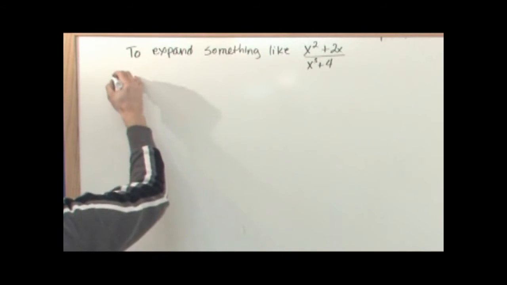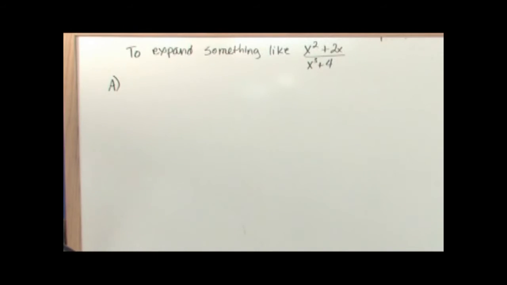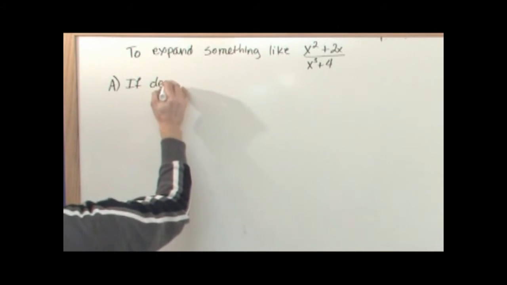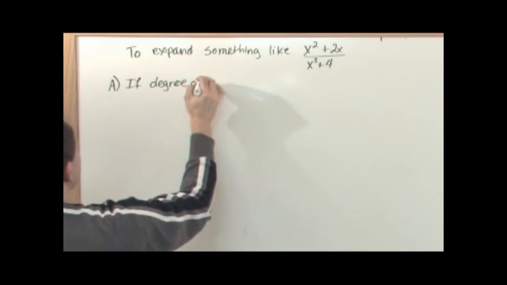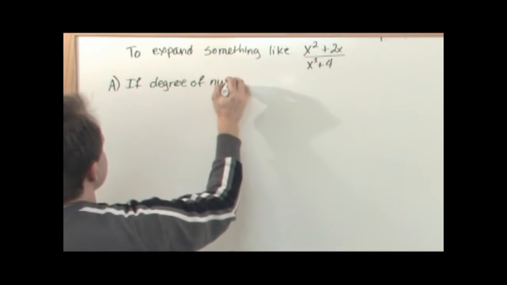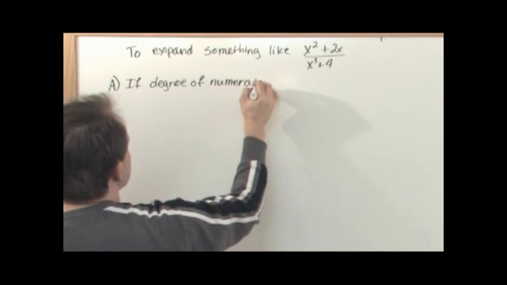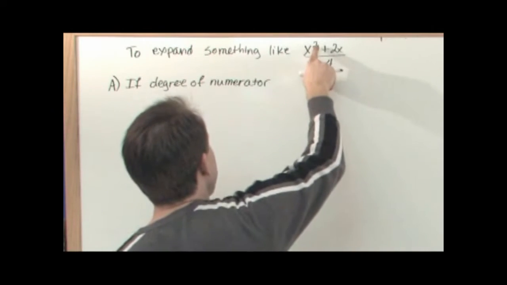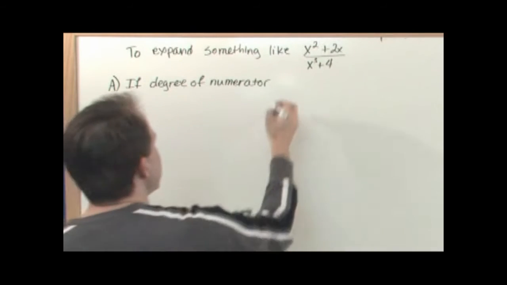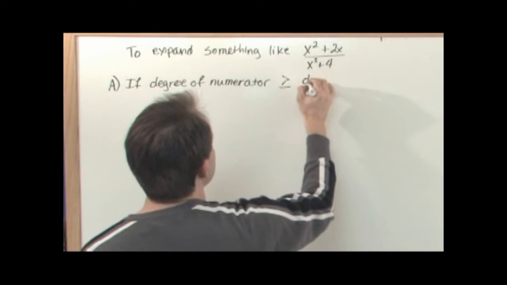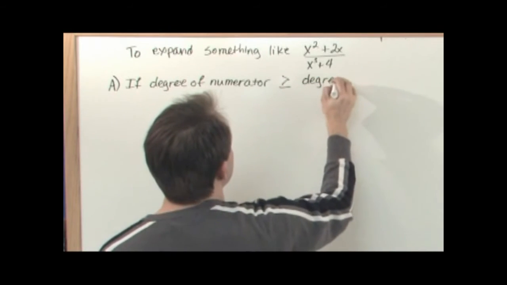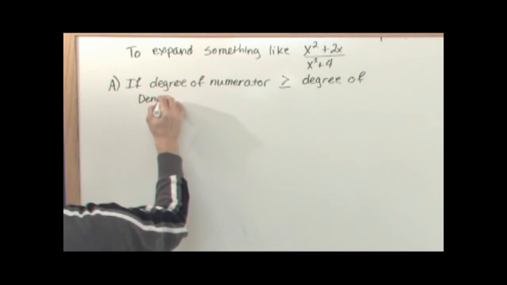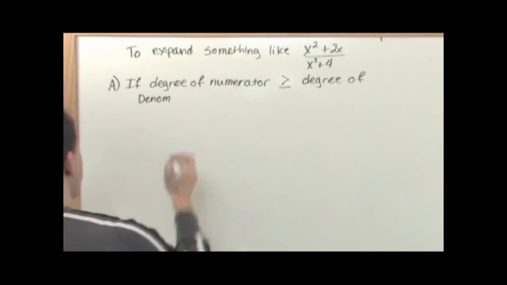Part A, step number 1, I guess you could say, okay? And I'm just going to write this down. If the degree of the numerator, and this is the numerator I'm talking about here, the degree is the highest power that you have, is greater than or equal to the degree of the denominator, perform long division.